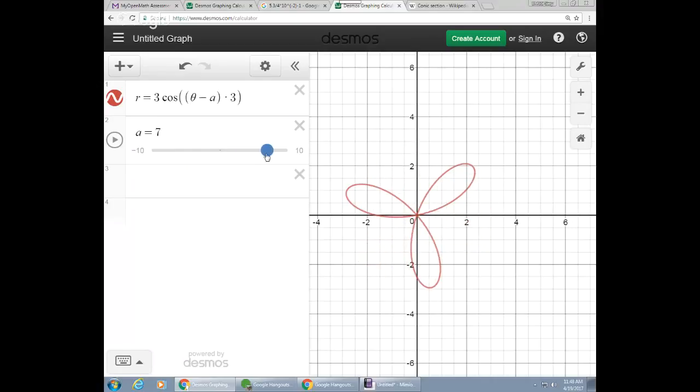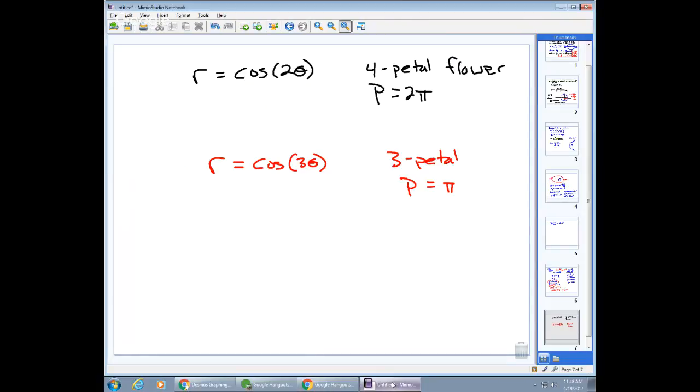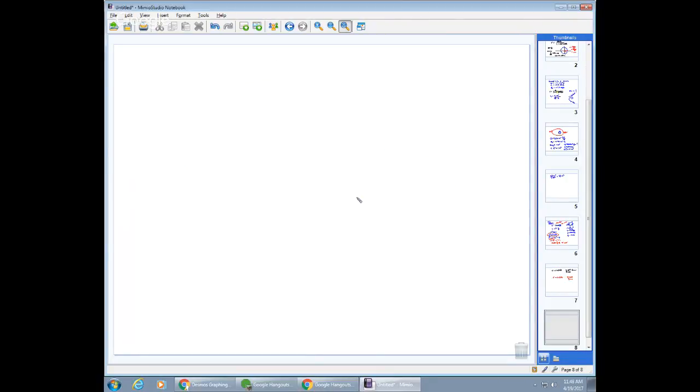Okay, so some other things to review in our last couple of minutes. Important formulas. Does anybody remember polar area? It comes from the idea of a sector of a circle.